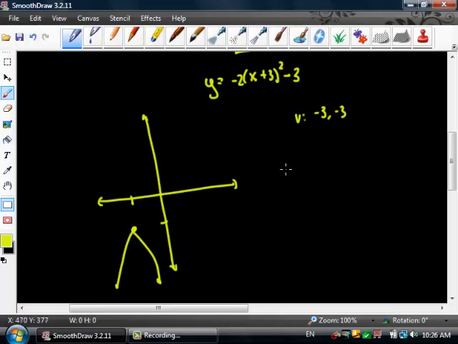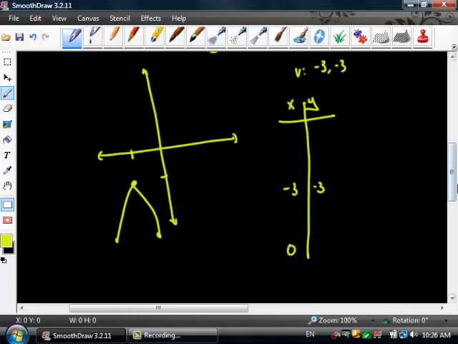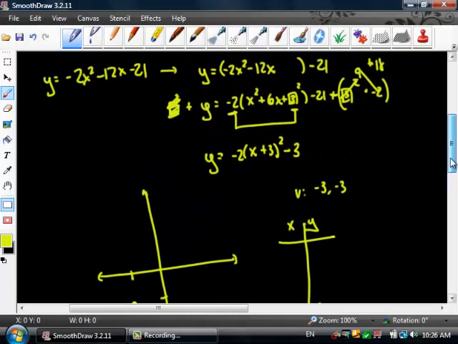Now, for these problems, I'm going to ask you guys to actually make a table. So my vertex is negative 3, negative 3. Now, I need a really, really easy number to plug in. Chief? 0. So let's plug in 0. Thanks, Dom.